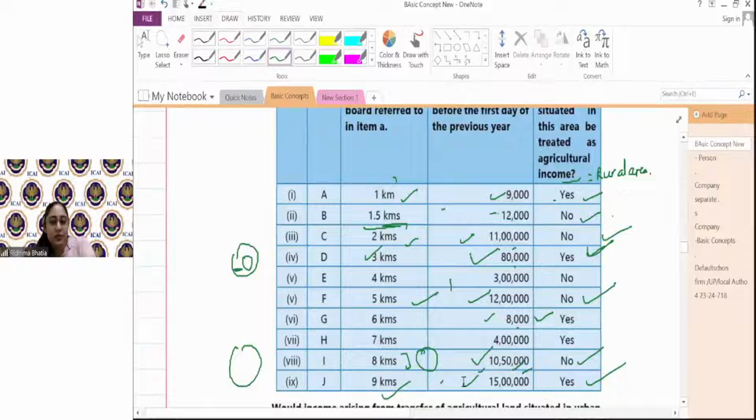Population is, someone said, which part? G, is it clear now? Seventh, population is more than 1 lakh. Anything within 6 kilometers would be considered as your urban land. If it is 7 kilometers, it would not be considered as urban land. Simple.